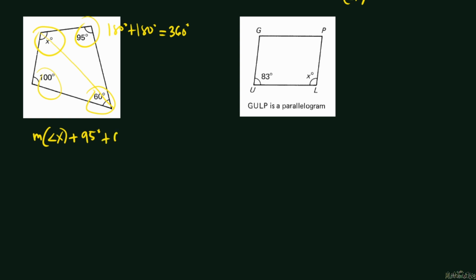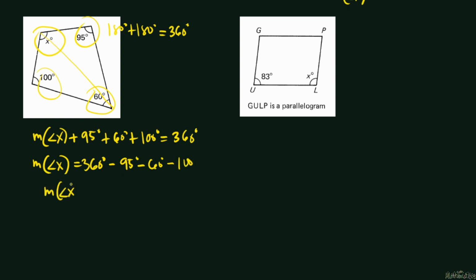95 degrees plus 60 degrees plus 100 degrees is equal to 360 degrees. And from this, the value of angle x is equal to 360 degrees minus 95 minus 60 minus 100. And our x is simply equal to 105 degrees.